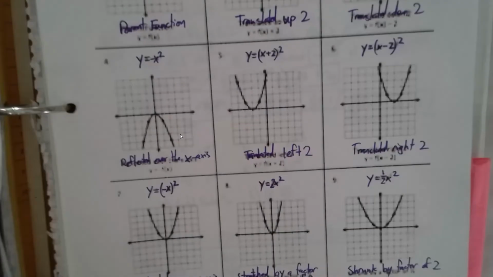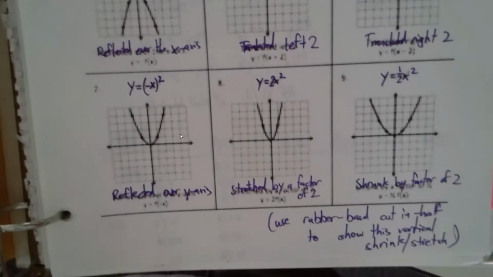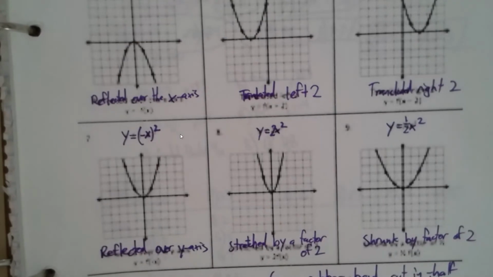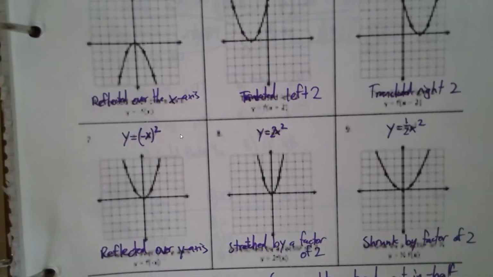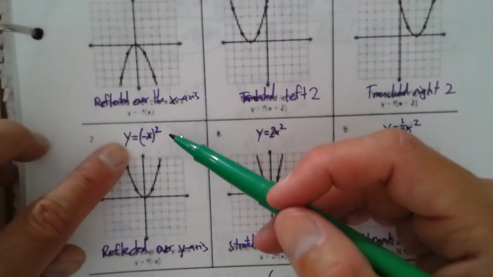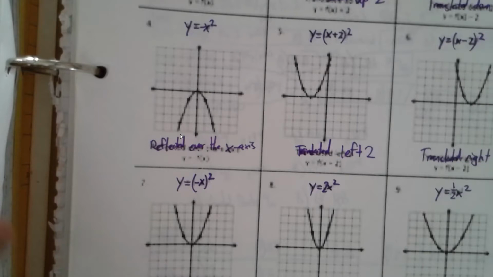This one is crazy, but maybe you guys couldn't tell, but number 7 is not the parent graph. It's technically reflected over the y-axis because your equation is now negative x in parentheses squared. Can anybody describe why this should give me a very similar graph to the parent graph? Okay, yes.